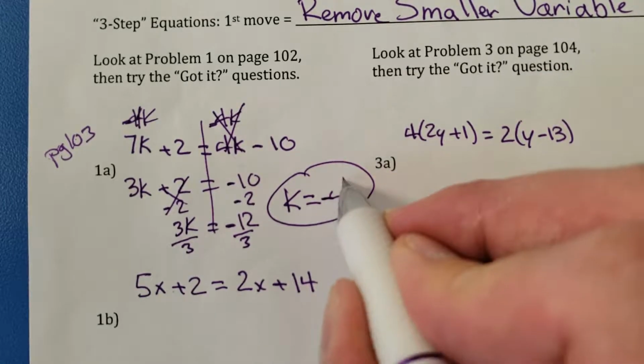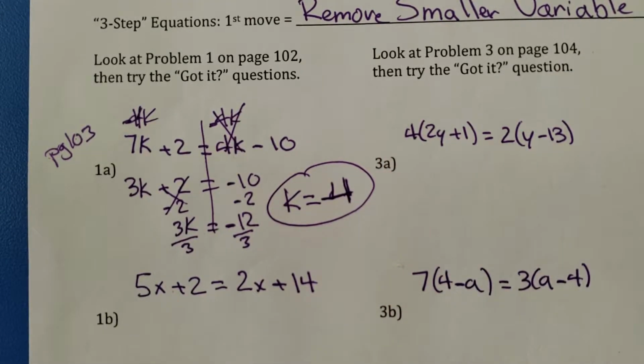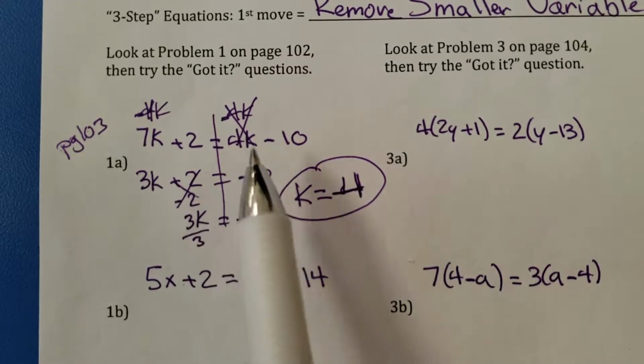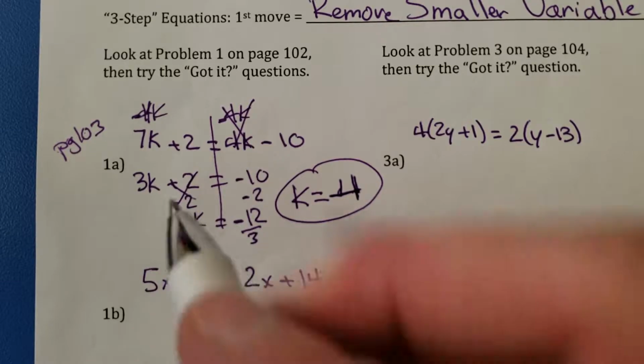K is going to equal negative 4, it looks like. There we go. Sorry, my negative and my 4 kind of got squished together there. Oh, my 4 looks really bad. Judge me on my penmanship. It's all good. All right, so remove the smaller variable. 1 step, 2 steps. So 1, 2, 3, three-step equations.